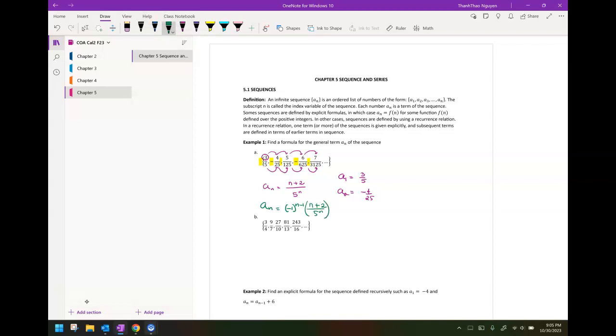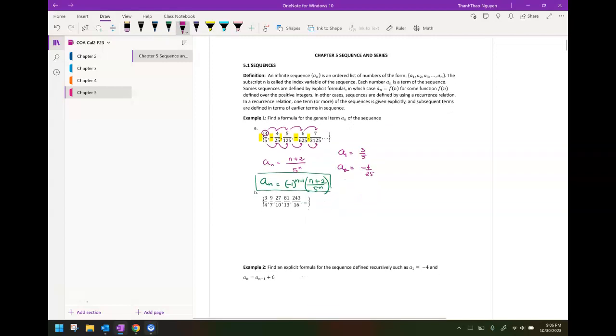So let's double check. A sub 1 would mean n equals 1. N minus 1 makes 0, negative 1 to the exponent 0 makes 1, 1 plus 2 makes 3, 5 to the first makes 5, so it checks out. So this is the a sub n that we are looking for.